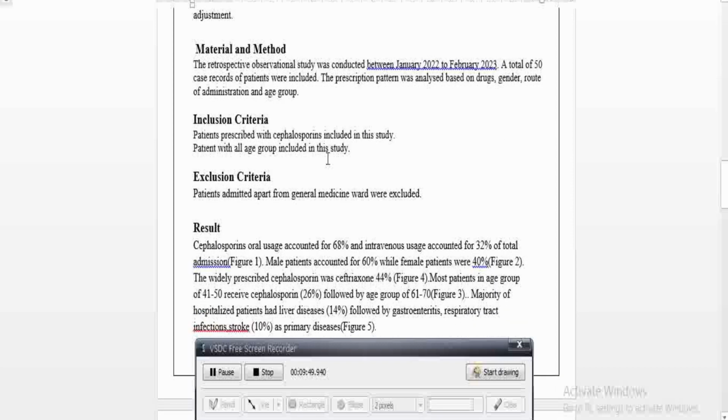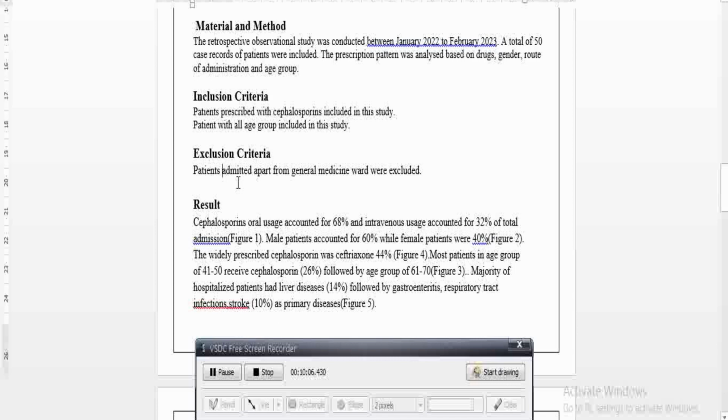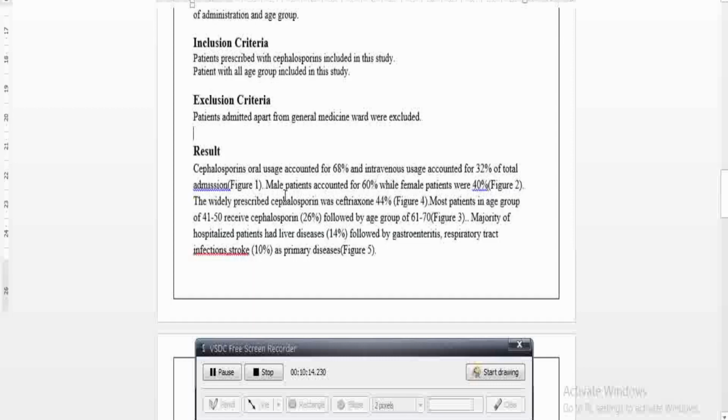Okay, and the prescription pattern was analyzed based on drugs, which I showed you, gender, route of administration, and age group. Inclusion criteria: patients prescribed with cephalosporin were included in the study. Patients of all age groups were included in the study. Exclusion: patients admitted apart from the general medicine ward were excluded. So all the other wards I did not take, that's why.